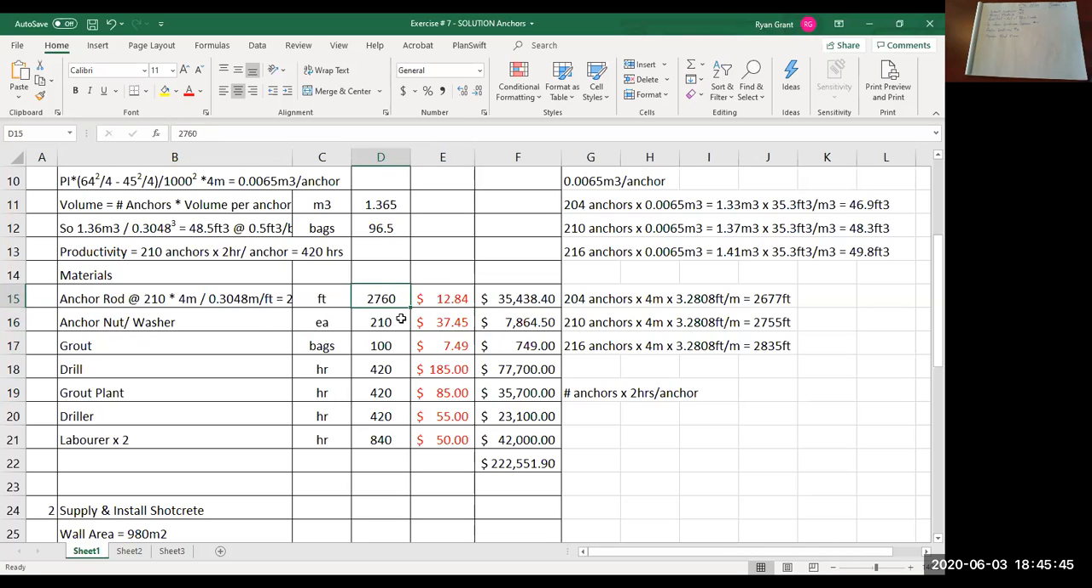And then the last thing to calculate for the anchors was the lineal feet of anchor rod that you needed to purchase. Again, it relates to the number of anchors that you calculated. So if you calculated 204 anchors, you multiply by 4 meters per anchor and then convert to feet. So multiply by 3.2808 feet per meter, giving you these totals of feet, again depending on the number of anchors that you calculated. Your unit price for your anchors was given to you as $12. Again, you needed to add PST, so multiply by 1.07.